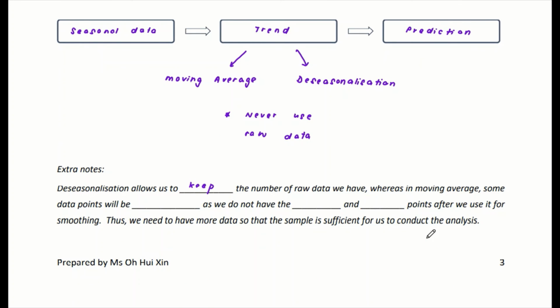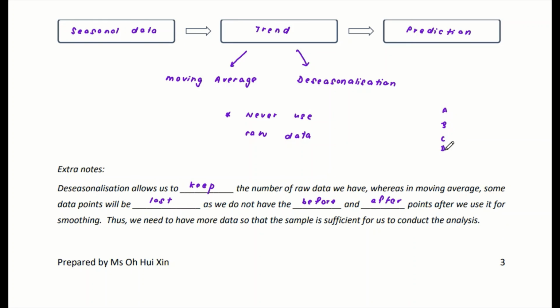But in moving average, if you can recall the method, then you know that some of the data points will be lost because we do not have the number before or the point after. For example, if we have A, B, C, D, E, F, and you want to do a 3-point moving average, what we do is find the average of the first 3 points, and this will be our first value. Then find the other 3, which is our second value, third value, fourth value. The last one will be blank as well, because the last one is from DEF. So you can see that the data after you carry out smoothing is left with only 4, compared to the raw data, which actually has 6.